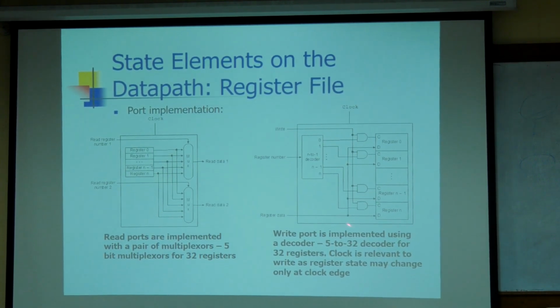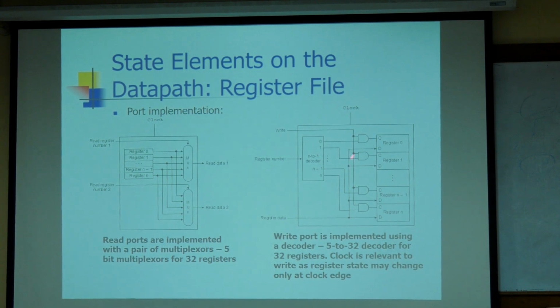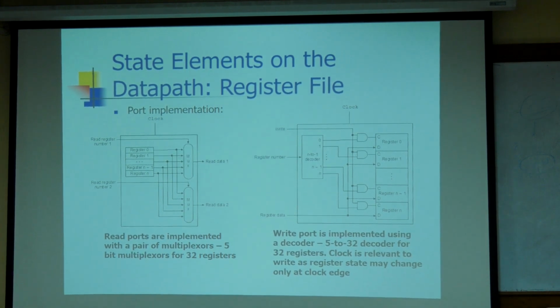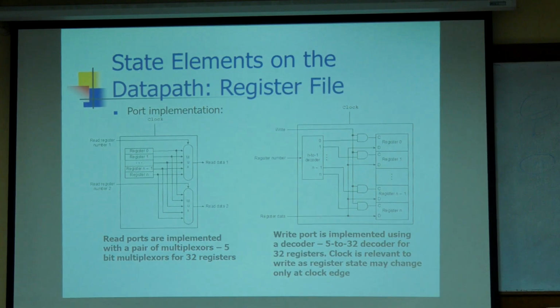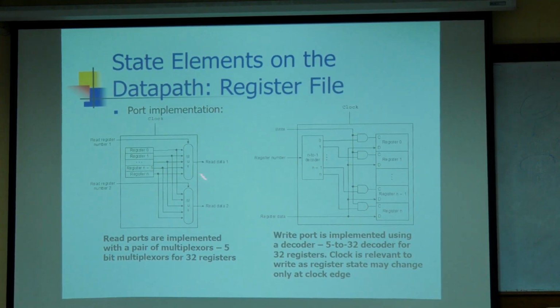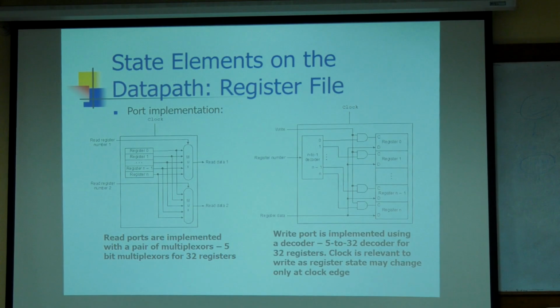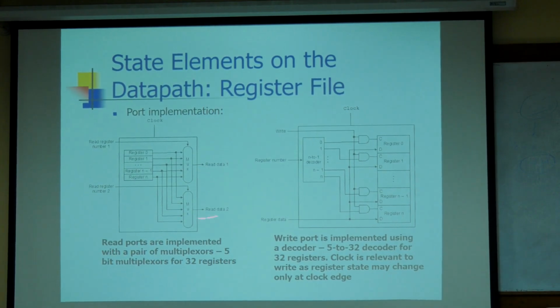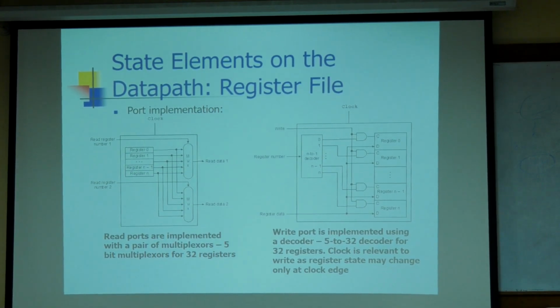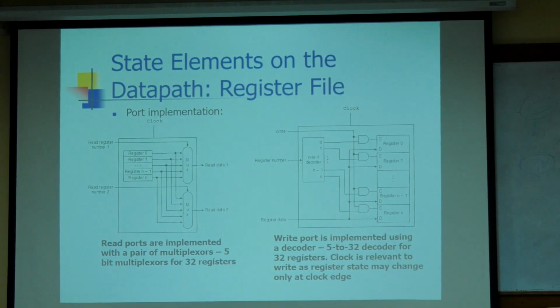The D input is 32 bits. 32-bit data we are going to write. Is it clear? So 2 read ports and 1 write port we can create simply by using 2 multiplexers, 1 decoder, and some gating logic.